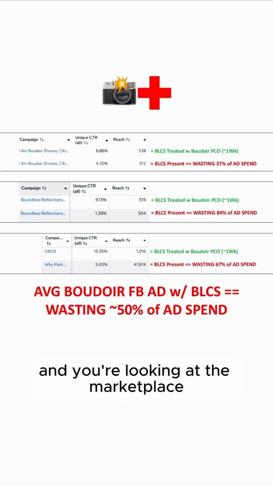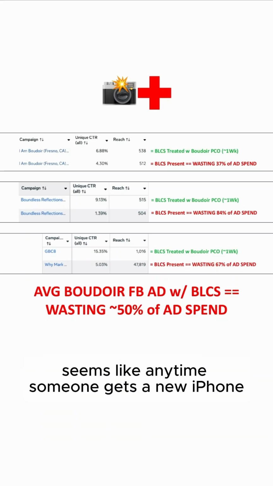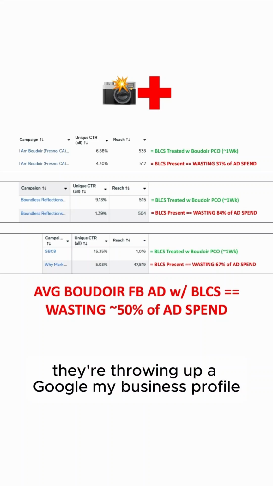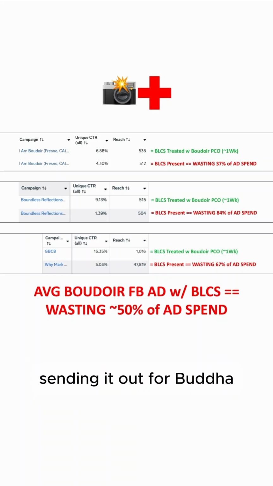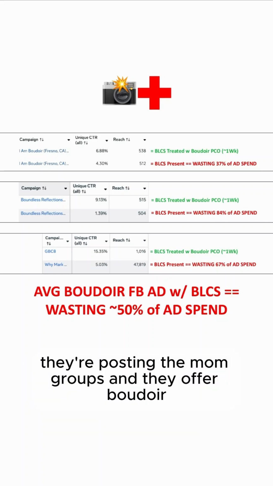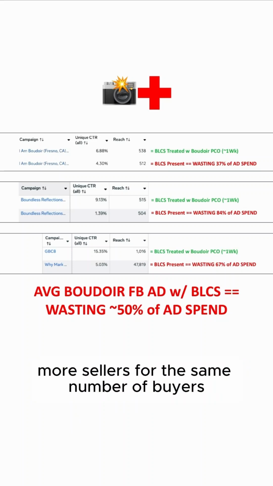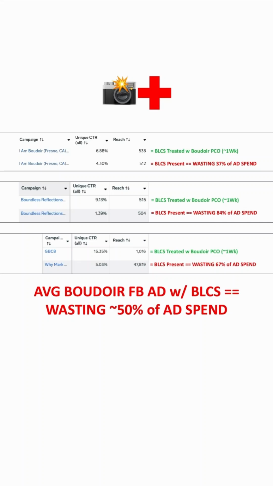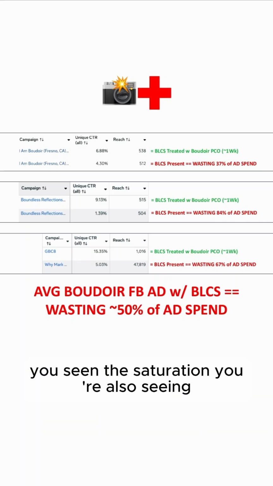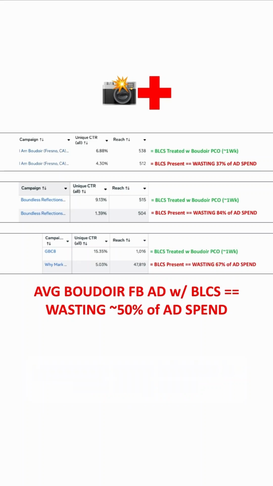and you're looking at the marketplace and it gets more and more saturated. Seems like anytime someone gets a new iPhone, they're throwing up a Google My Business profile saying they offer boudoir. Or anytime someone gets a new camera, they're posting in the mom group saying they offer boudoir. So, market's getting more saturated, more sellers for the same number of buyers. They're becoming more competitive. You're seeing the saturation, you're also seeing more inflation and living costs.